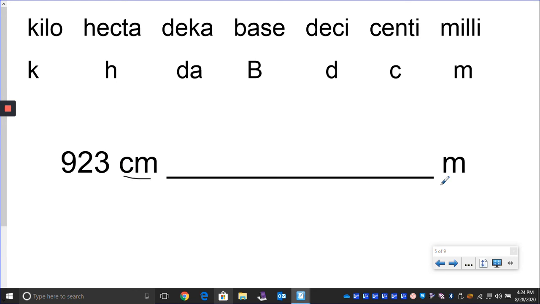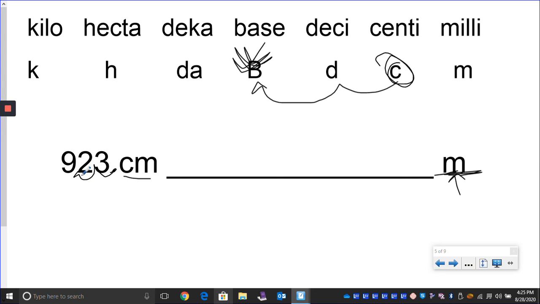923 centimeters. M by itself is meters. So centi on my scale is right up here. Now, M by itself, that is a base unit. M by itself, meter, base unit. So we're going to the left this time. 1, 2 to the left. Decimal point is right here. 1, 2. Put it back right between the 9 and the 2. 9.23 meters is my answer.